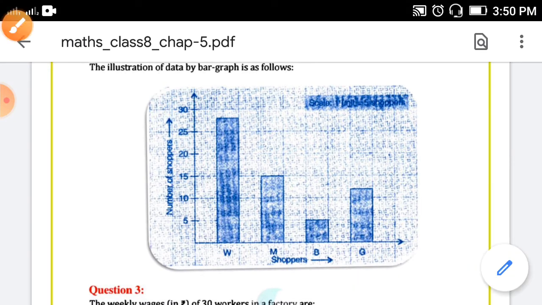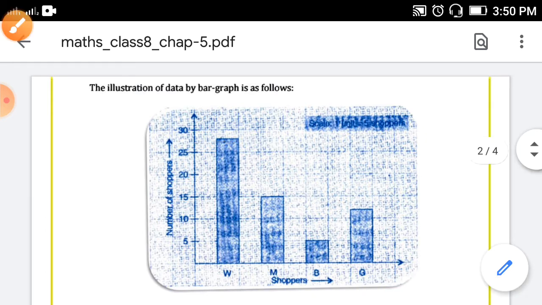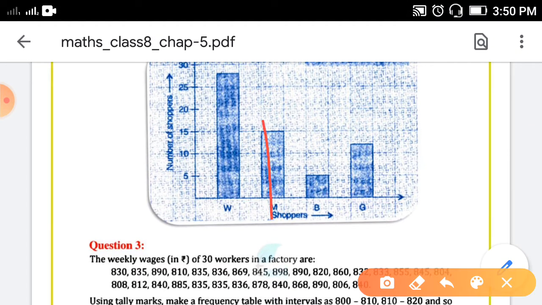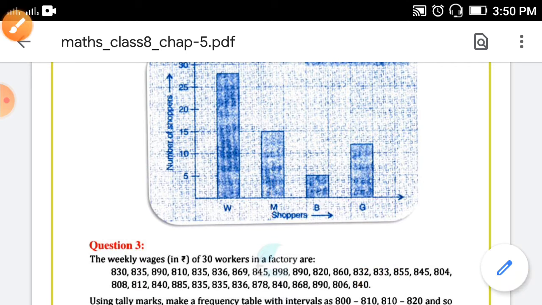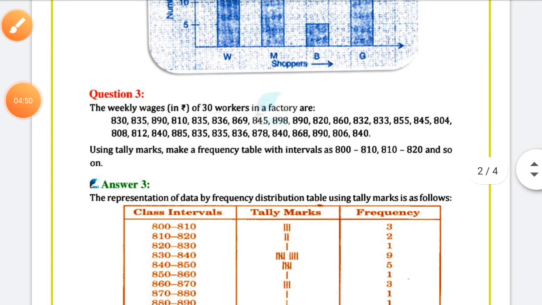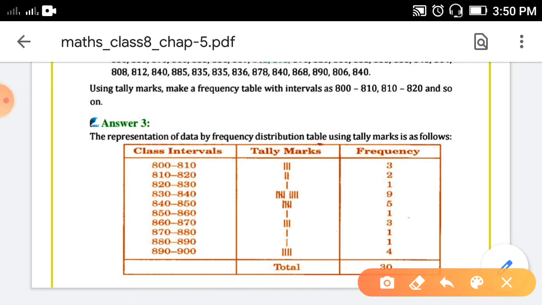First women, that is 28, so you extend this bar up to 28. Men, that is 15, so extend this bar up to 15. Boys 5 and girls 12. Make sure the width of all 4 bars is the same, and the gap between each bar is also the same. Now question number 3. The income of 30 workers in a factory is given.